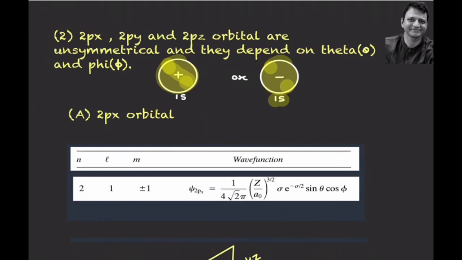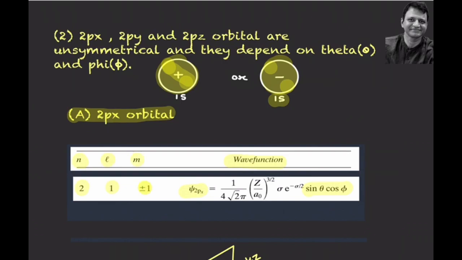Let us understand about 2px, 2py and 2pz. We are starting with the 2px orbital. This is the complete wave function, so angular and radial parts are both there. For the 2px atomic orbital wave function, this is the angular part. The angular part is directly proportional to sine theta and cos phi. For 2px, the principal quantum number is 2, the azimuthal quantum number is 1 and the magnetic quantum number may be plus or minus 1.